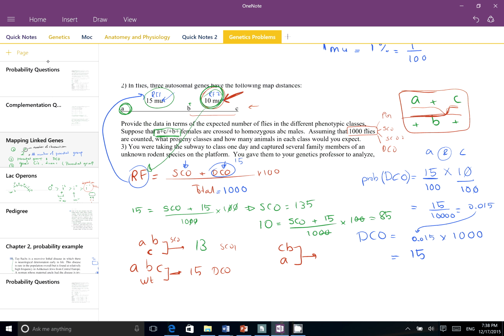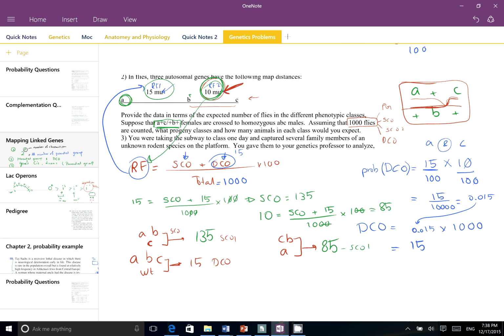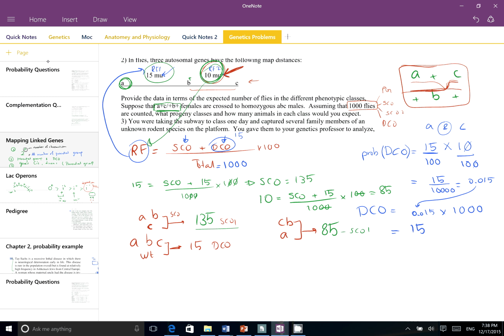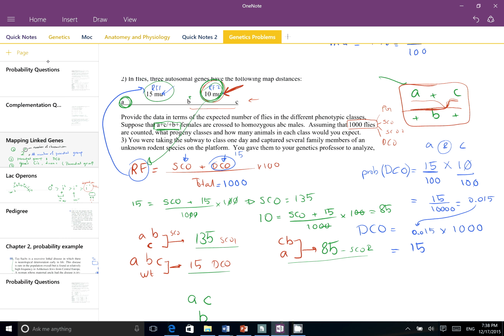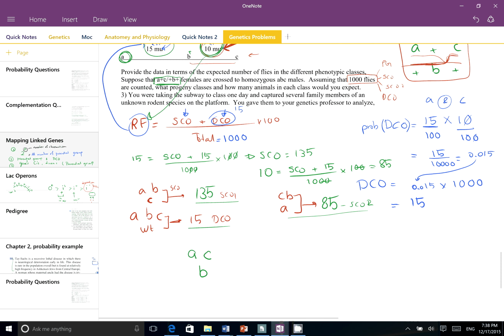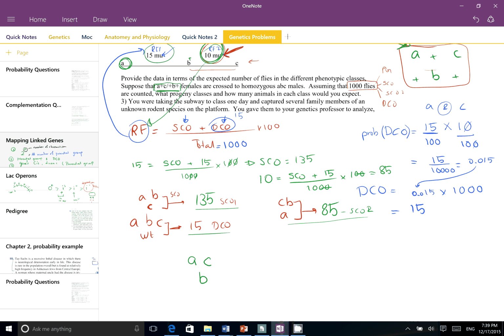Anyways, so 135, and here it's going to be 85. This is my second crossover. But see, I figured out the numbers. So this is my first single crossover, this is my second crossover, and this is my double crossover. What about my parental group, which has AC in it? It has B on its own. By looking at this, I know it's going to be AC and B on its own, right? There is your AC, and here's B on its own.